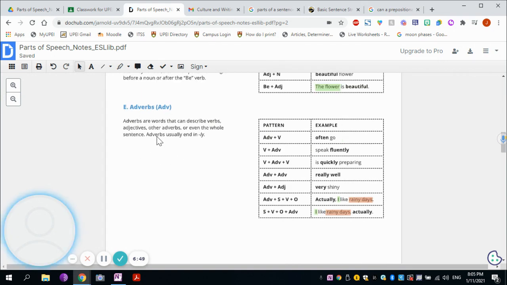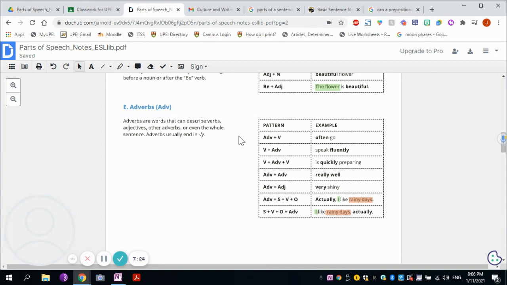Adverbs. Adverbs are words that can describe verbs, adjectives, other adverbs, or even the whole sentence. Adverbs usually end in ly, but it's important to note that they don't have to end in ly, and not every word that ends in ly is an adverb. So it can be a little bit confusing. So we have a lot of patterns that we can have with adverbs.